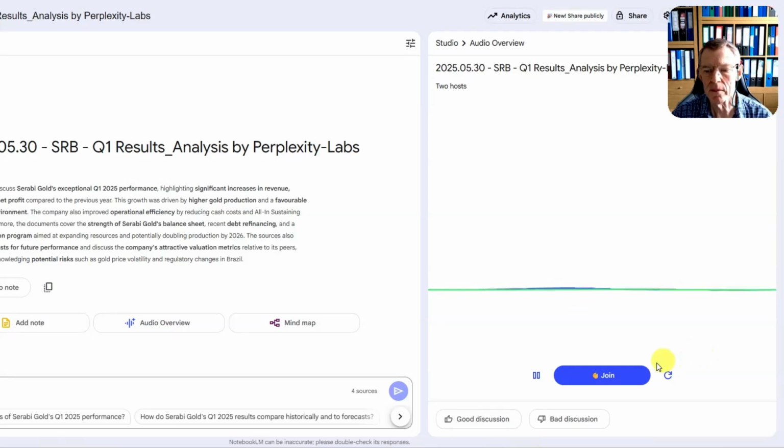Let's switch gears and talk about Serabi Gold, ticker SRB.L. Looking at their Q1 2025 results, the sources describe it as a really strong quarter, one of the strongest in recent history, I think the source material said. And the numbers certainly reflect that. They benefited from both improved operations and a significantly higher gold price environment. Let's dive into some of those key financials, comparing.